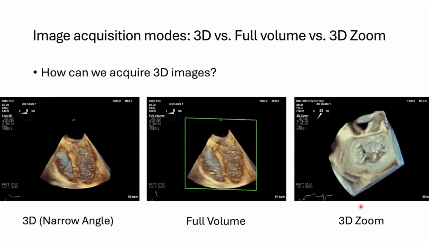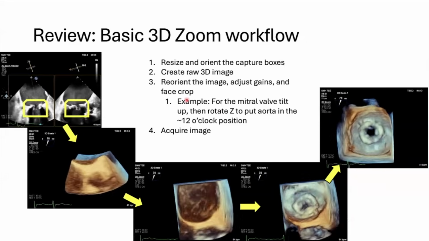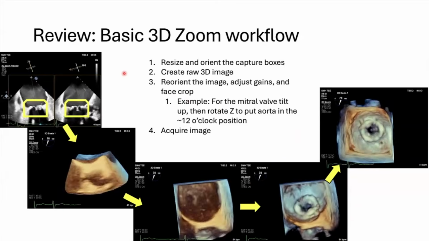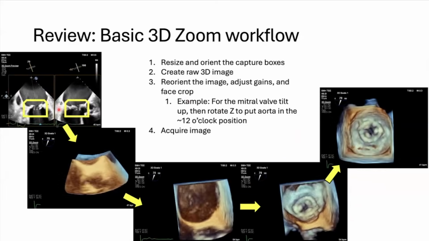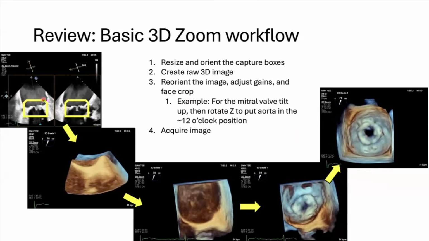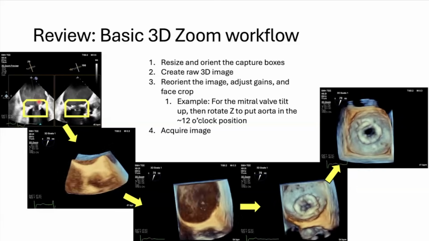And then there are different image acquisition modes. The main one we're going to focus on for today's talk is the 3D zoom. This is a review of the basic 3D zoom workflow that we talked about in Part 1. So the first thing you're going to do is optimize your 2D image, get that looking as good as possible. You're then going to resize the image acquisition boxes for the 3D zoom, and we talked about how to adjust those box sizes.